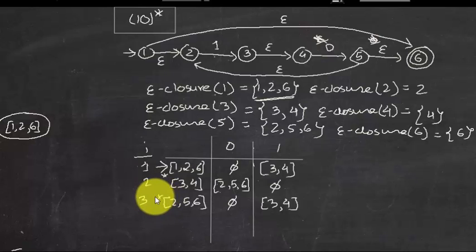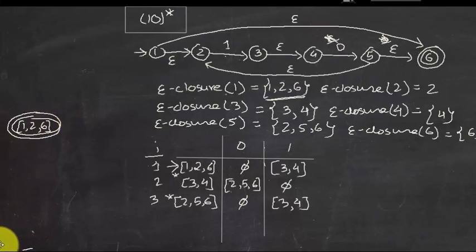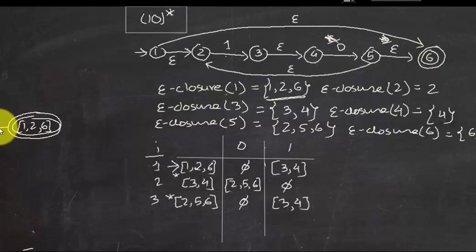This is also an accepting state. 3, 4 does not have 6, so this is not an accepting state. So this is both a start state and an accepting state. So we have to draw the starting arrow, and this is also the accepting state. And on input 0, it goes to the dead state. So let's draw a dead state. On input 1, it goes to the dead state.